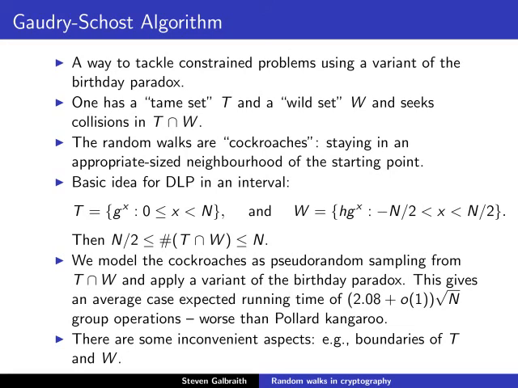And the reason is, there are several reasons. Partly it's because you've got this birthday paradox where you've got useless collisions, and partly because you're doing sampling outside the region you want to hit. And in terms of implementing this algorithm, it's really horrible because your cockroaches sometimes go off the end.